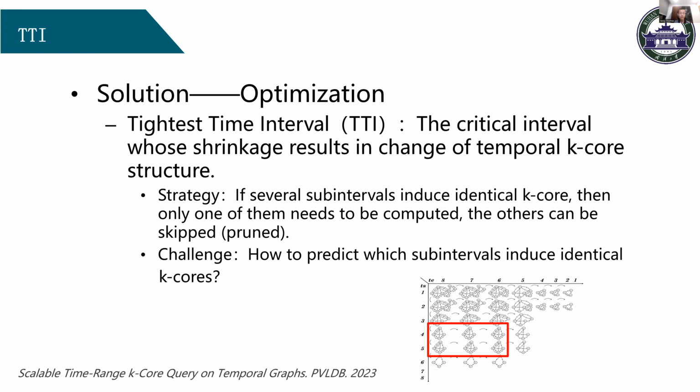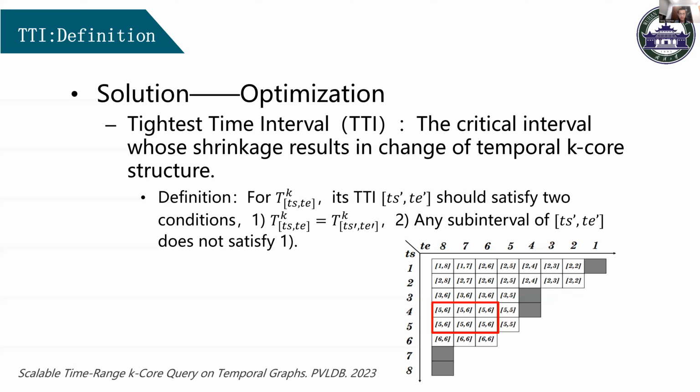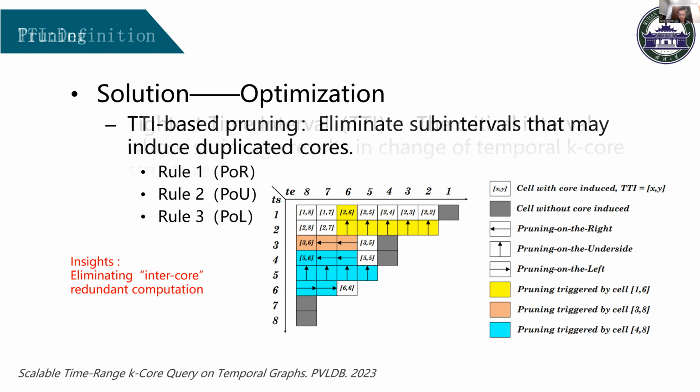And the formal definition of time interval is that it is the type of interval that induces an identical temporal K-core of the query interval. But the challenge here is how to predict which subintervals induce identical cores. So now let's introduce the details of the pruning techniques.